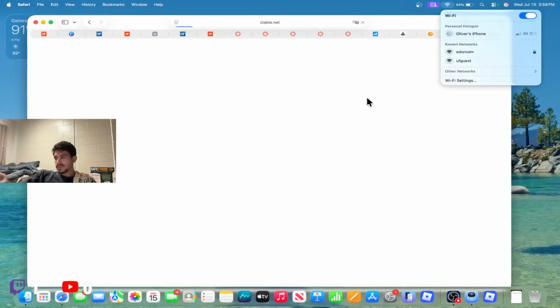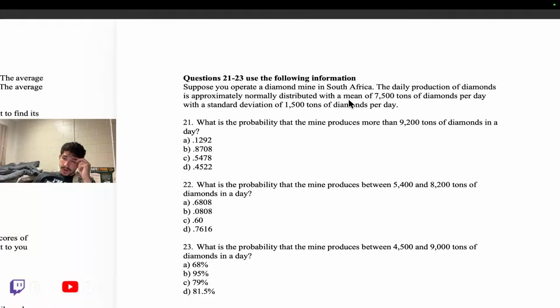I'll just connect to my phone because apparently the Wi-Fi is not working.